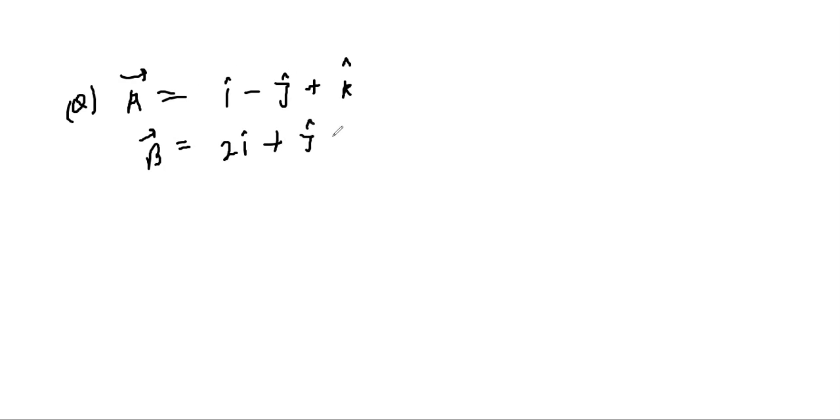In the first question, the value of A vector is equal to i minus j plus k, and B vector is 2i plus j minus 2k. So you have to solve it on your own. You have to find A cross B with the method that I have told you in the video.